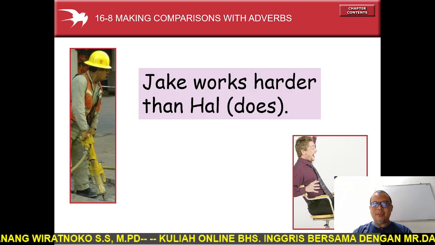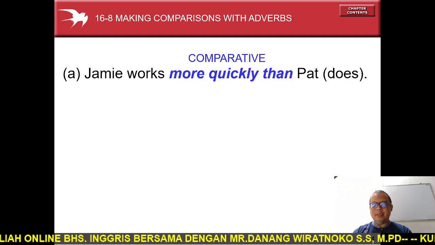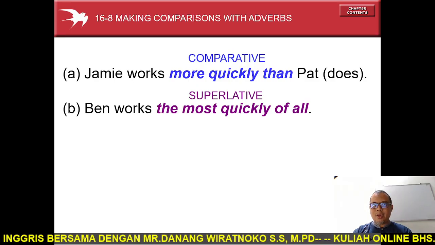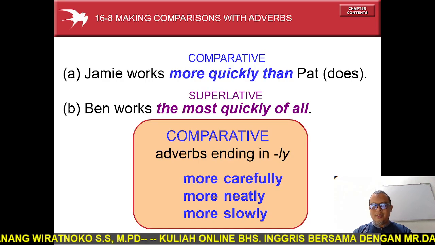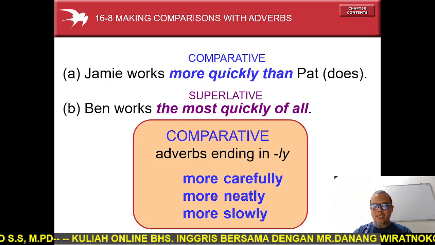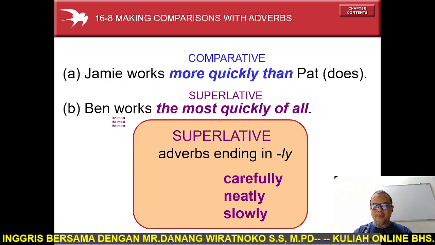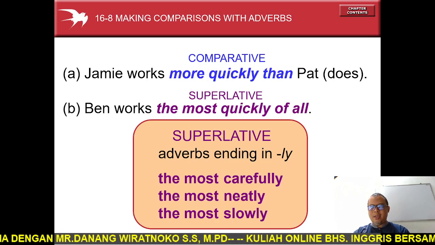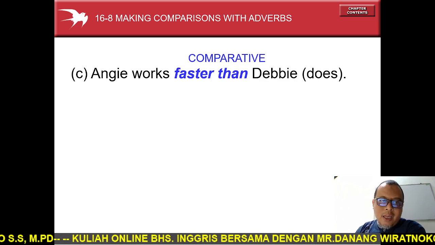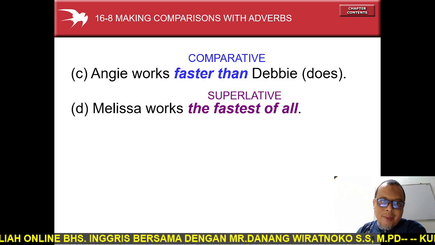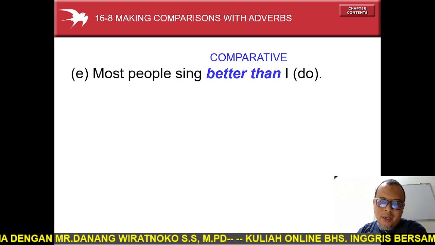Okay, making comparisons with adverbs. Jake works harder than Hal does. Jamie works more quickly than Pat does. Ben works the most quickly of all. Adverbs ending in ly: more carefully, more neatly, more slowly. Superlative: the most carefully, the most neatly, the most slowly. Angie works faster than Debbie does. Anissa works the fastest of all. And the irregular ones: hard, fast, early, and late.